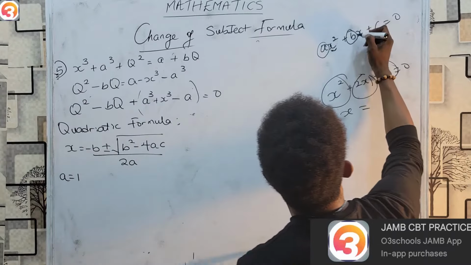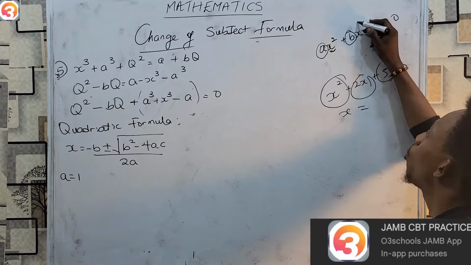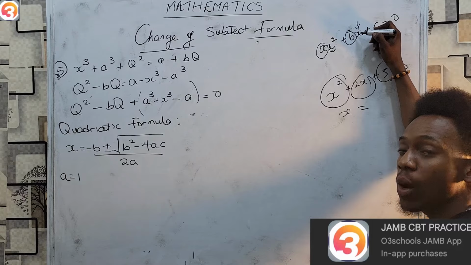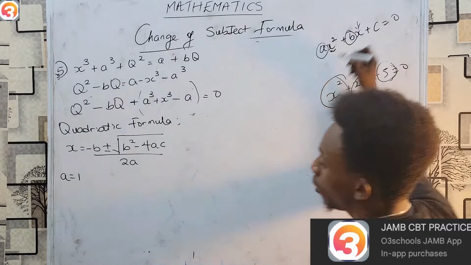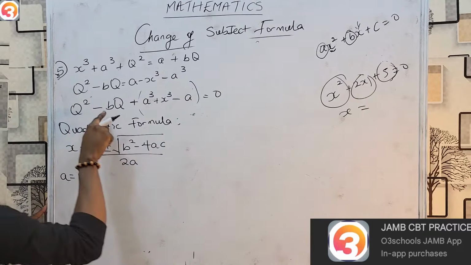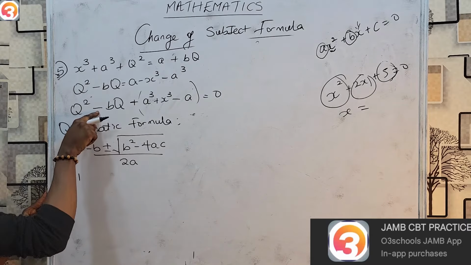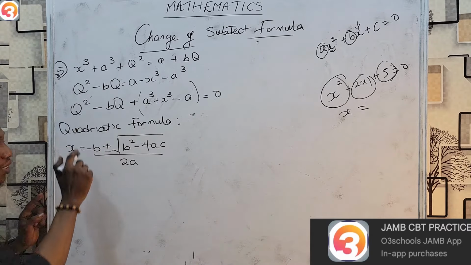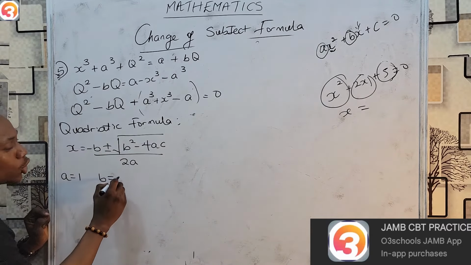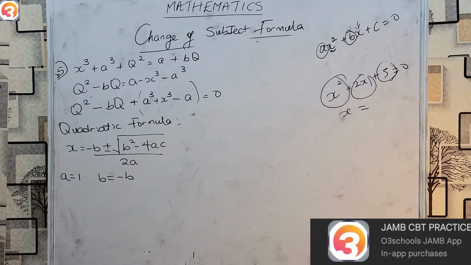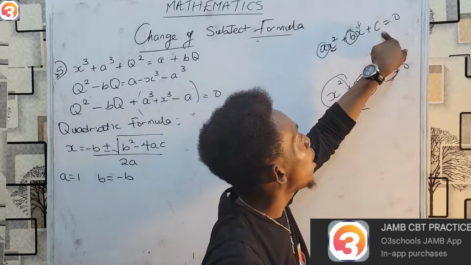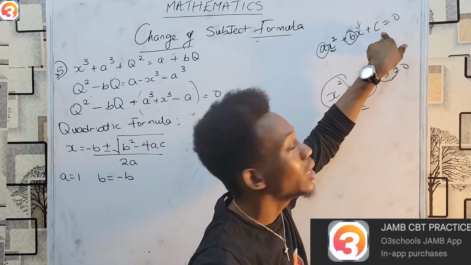B is the number you have before the variable without any power, or the variable to power 1. That means in this case, b should be, funny enough, what is here, which is minus b. So my b in my formula should be minus b. Last but not least, c is simply the one without any letter.